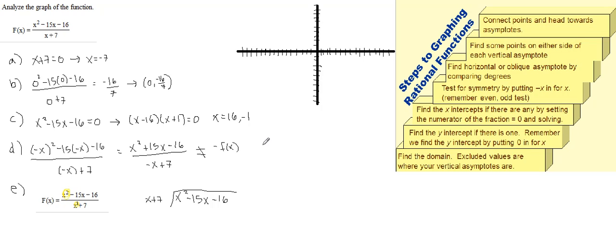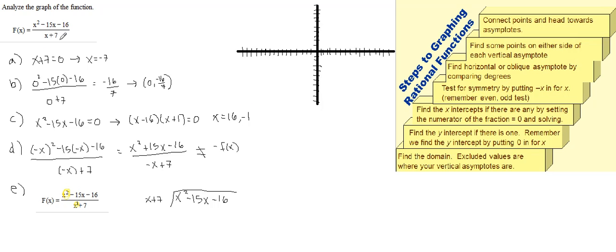In this problem, we're supposed to analyze the graph of the function, and it'll take us through the steps in the online homework, but I just put up the steps that we learned in class, the steps to graphing rational functions. So we're going to start down here at the bottom, and that's what I've labeled Part A, find the domain. So we want to exclude the values where our vertical asymptotes are.